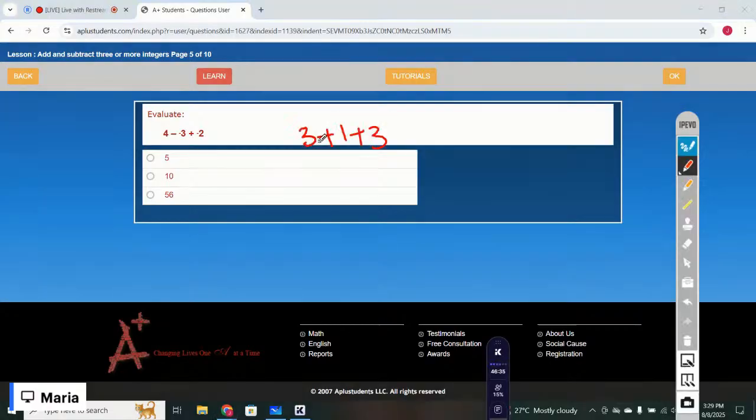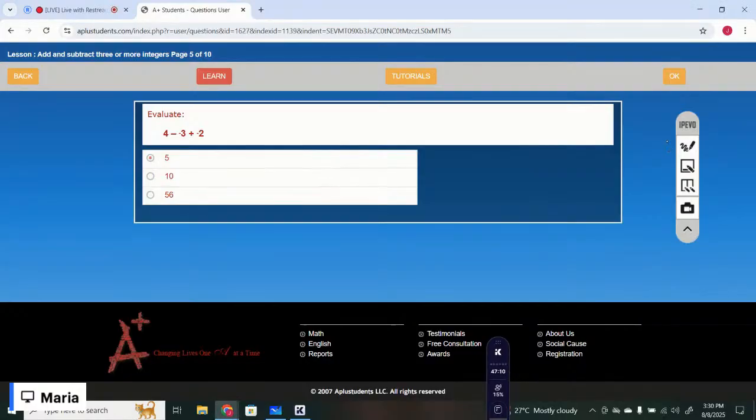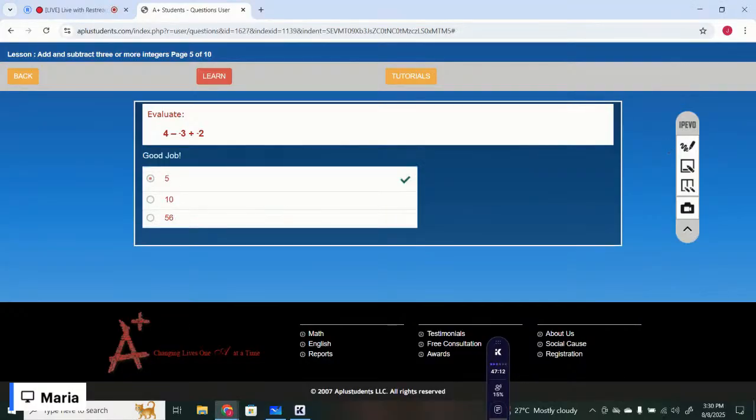Four minus -3 plus -2. That is 4 plus 3 minus 2. 4 plus 3 is 7 and 7 minus 2 is 5. That is 5. Option number 1 is the correct option.